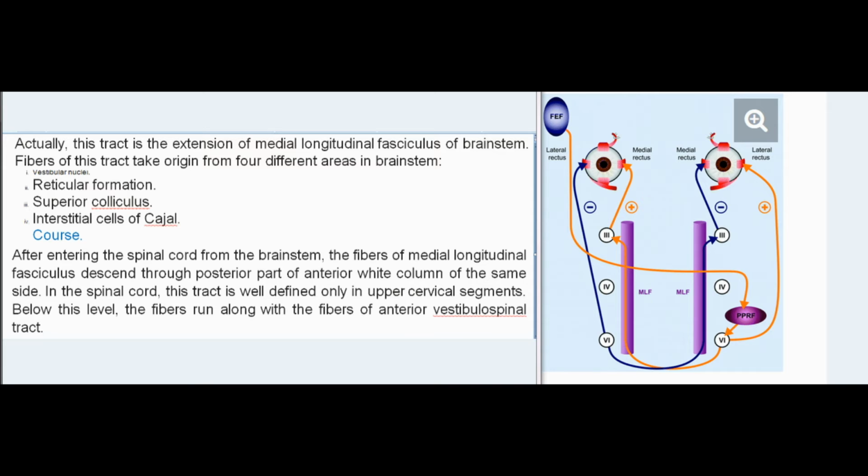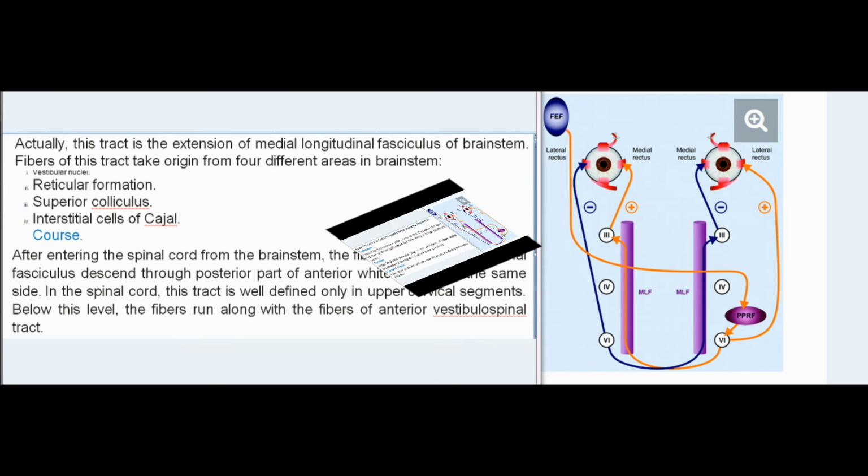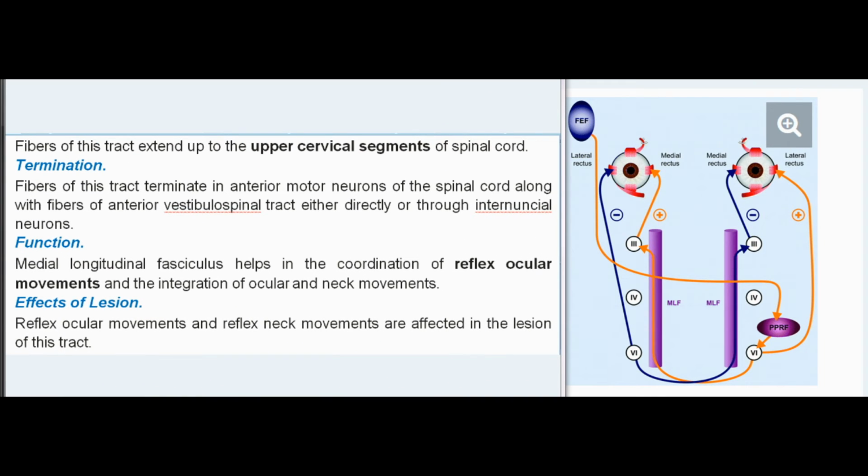of Kajal. Course. After entering the spinal cord from the brainstem, the fibers of medial longitudinal fasciculus descend through posterior part of anterior white column of the same side. In the spinal cord, this tract is well defined only in upper cervical segments. Below this level, the fibers run along with the fibers of anterior vestibulospinal tract. Extent. Fibers of this tract extend up to the upper cervical segments of spinal cord.